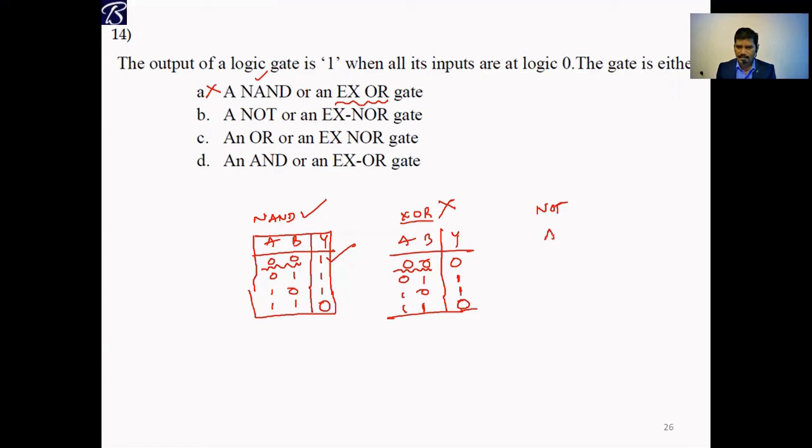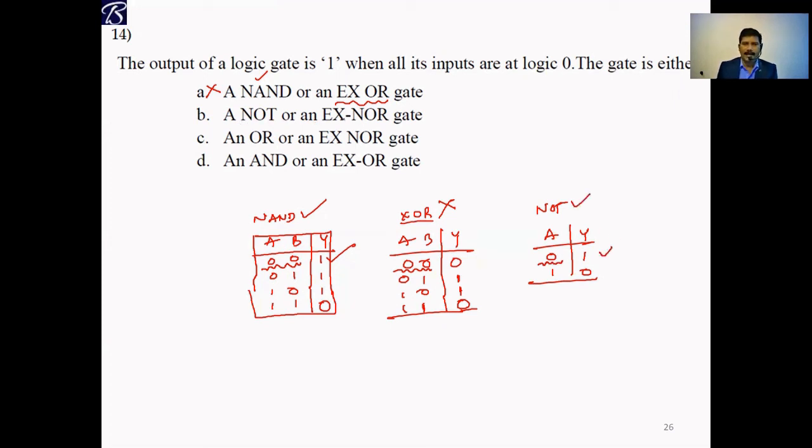So let us see the NOT gate. A, this is Y: input 0 gives 1, input 1 gives 0. So when the input is 0, the output is 1. So this is matching, so the NOT gate matches.